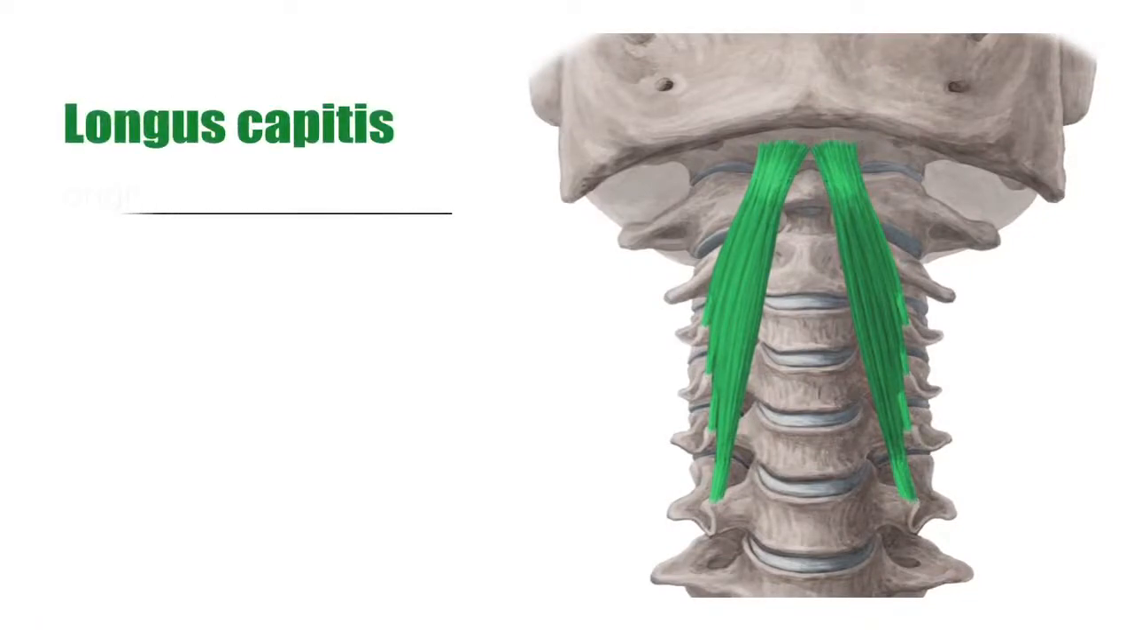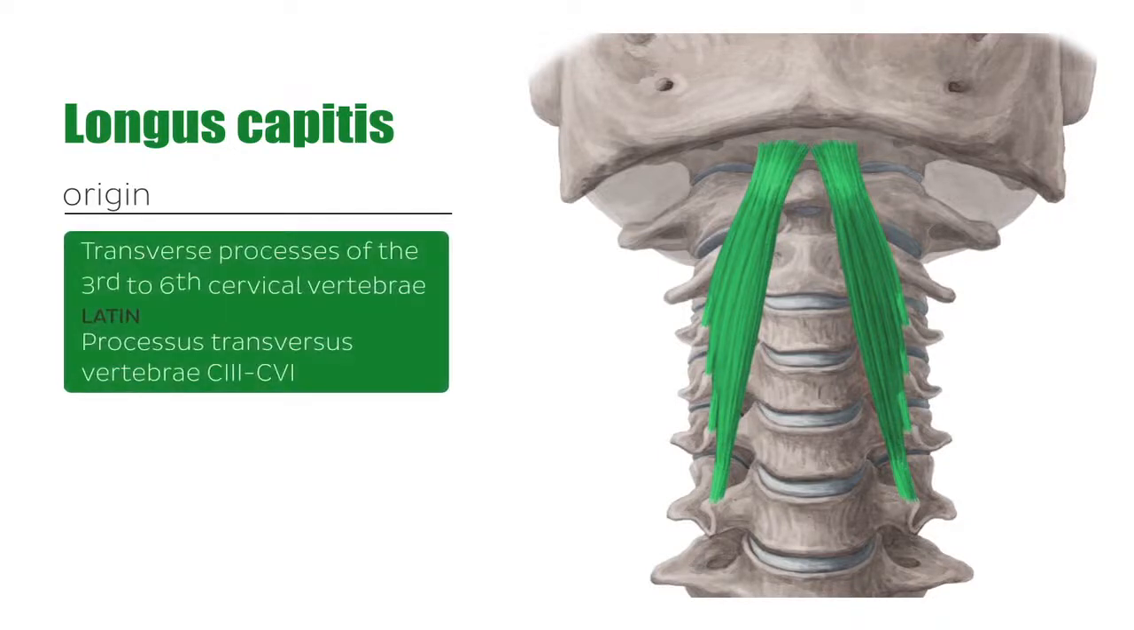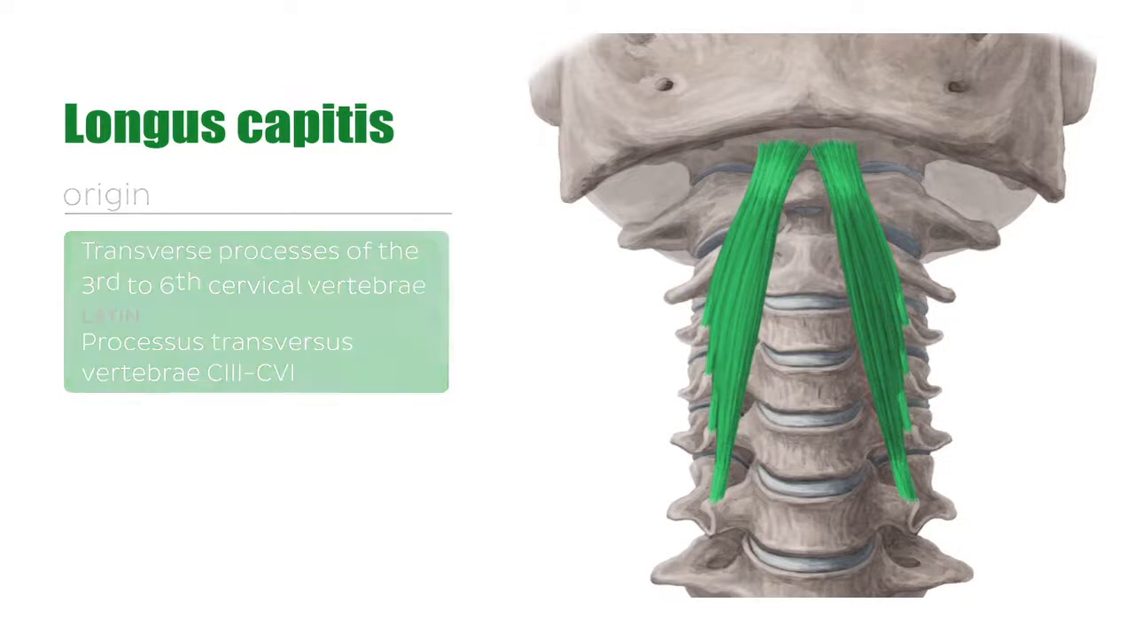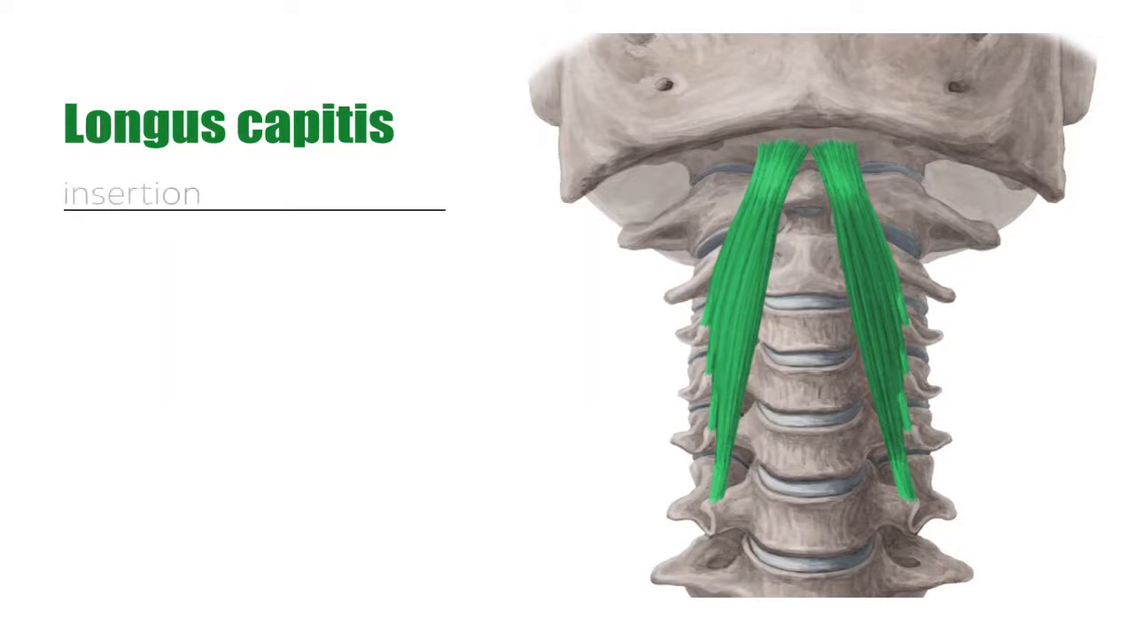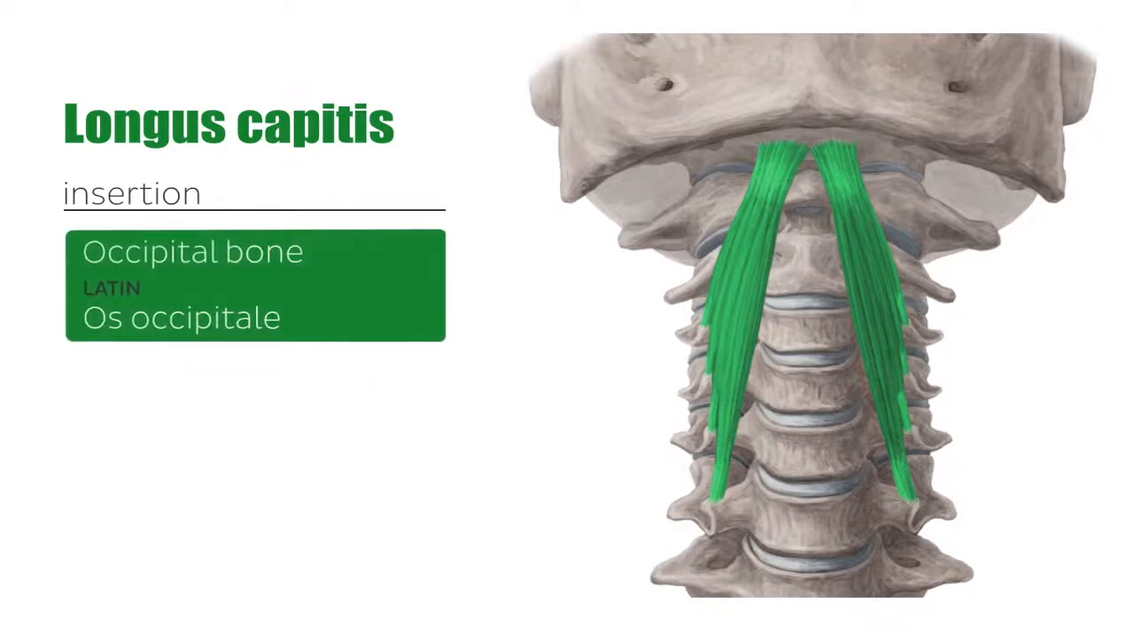When it comes to its origin, this muscle originates at the anterior tubercles of the transverse processes of the 3rd to 6th cervical vertebrae. Then it goes to insert at the basilar part of the occipital bone.